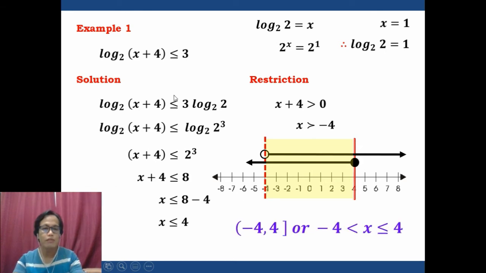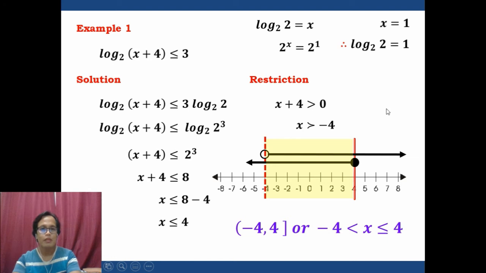The solution set for this inequality shall be negative 4 up to positive 4. Now take note of the symbol. This is a parenthesis because negative 4 is not part of the solution set, which is being represented by a hollow dot. Up to positive 4, this is a bracket because positive 4 is part of the solution set that is being represented by this solid dot. Or we can write the solution set like this one.